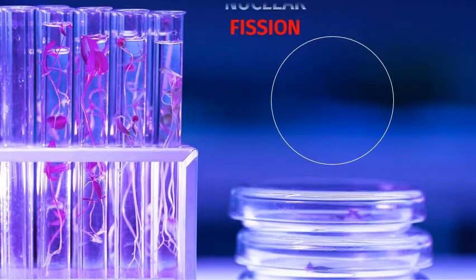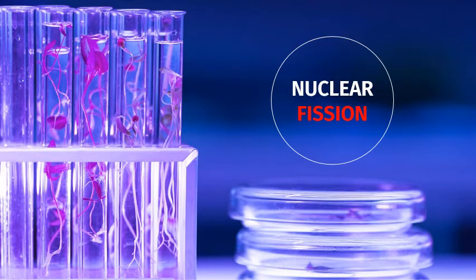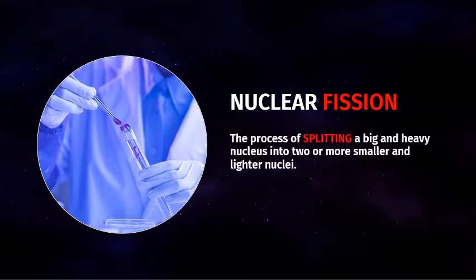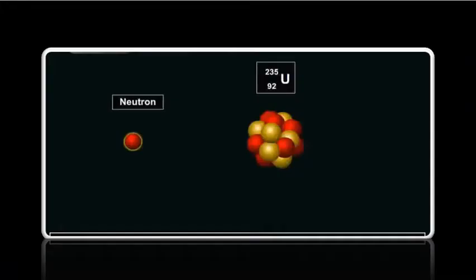So what is nuclear fission? Nuclear fission is the process of splitting a big and heavy nucleus into two or more smaller and lighter nuclei. During this process, it releases a large amount of energy. I will show you a video on how nuclear fission occurs. Let's watch it together.